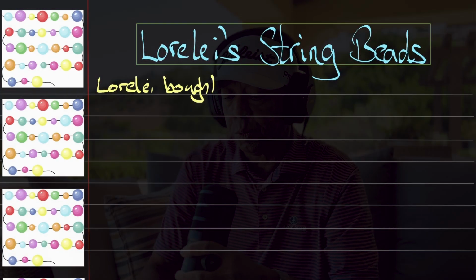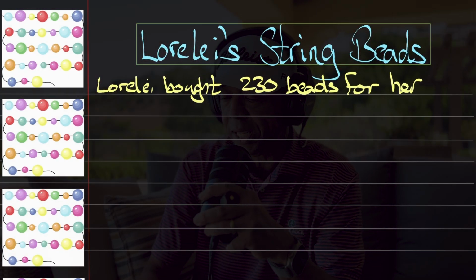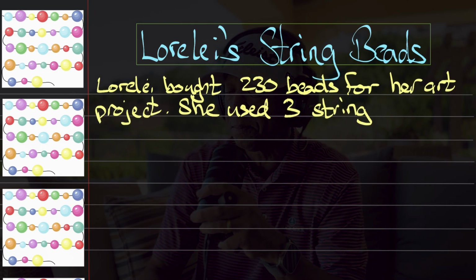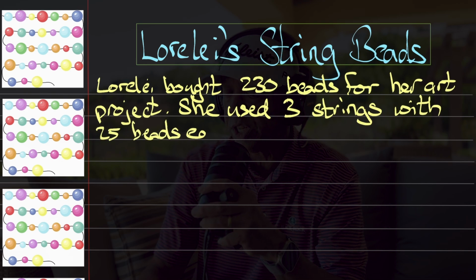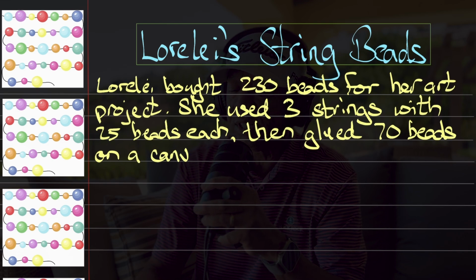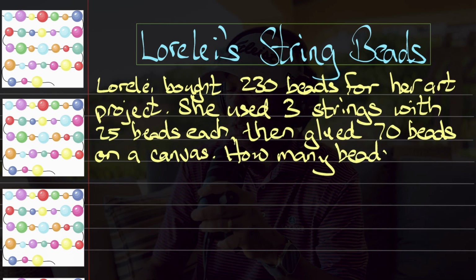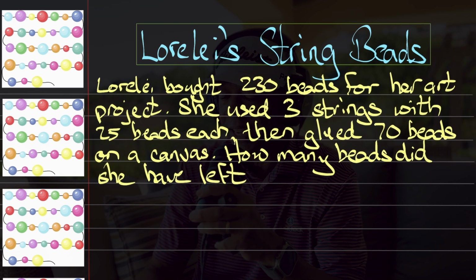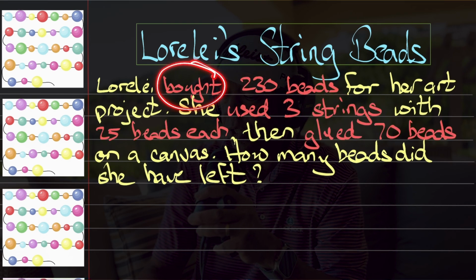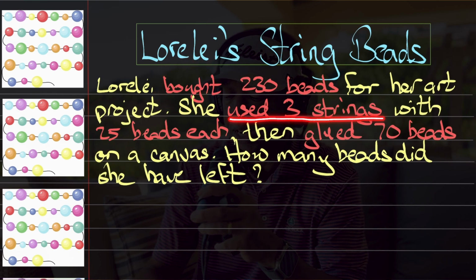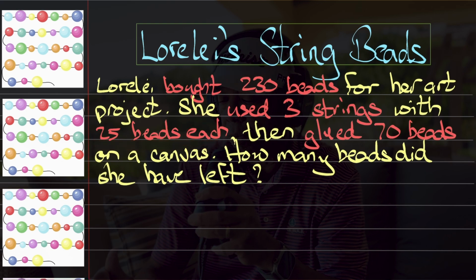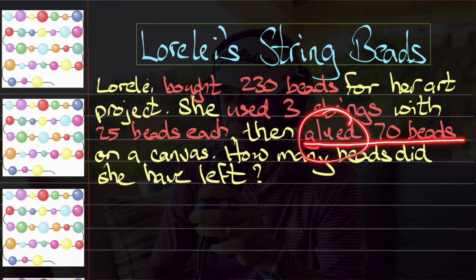So let's take a look at a situation here with Lorelai's string beads. Lorelai bought 230 beads for an art project. She's not going to use them all at once. She used 3 strings with 25 beads each, and then she glued 70 beads on a canvas. The question we have to find out is, how many did she have left? So she's got 230 beads in total. She uses 3 strings each with 25 beads, and she glues 70. So she used the beads for 3 strings and 70 beads.